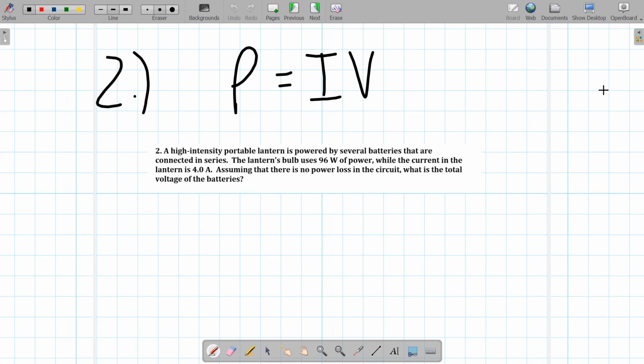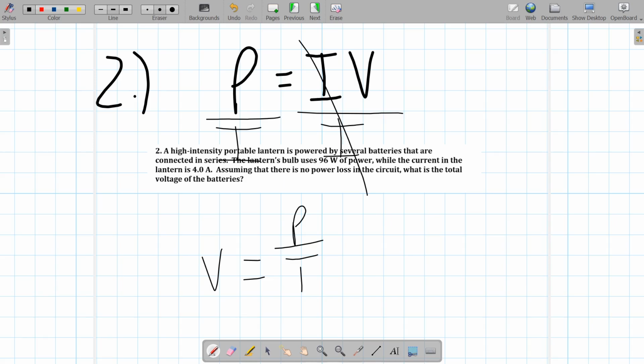Number 2 says a high intensity portable lantern is powered by several batteries that are connected in series. The lantern bulb uses 96 watts of power. What is the current in the lantern, while the current in the lantern is 4 amps? Assuming that there is no power loss in the circuit, what is the total voltage of the batteries? So in order to solve for voltage, you have to divide by I. That goes away. You have to get to the other side. So voltage is equal to power divided by current.